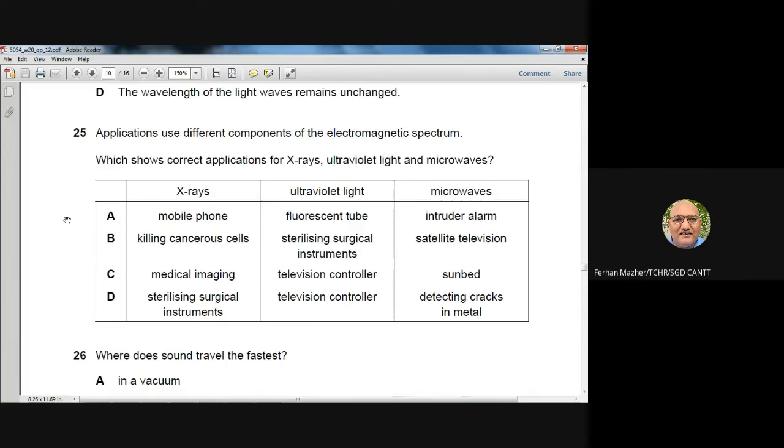So C and D cannot be the options. A and B, they can be. But B is the right option because X-rays are not used in the mobile phone. And microwaves, intruder alarm, no, microwaves are not used in intruder alarms. Microwaves are used in satellite television. Yes, that's true. So from A and B, B looks the right option. X-rays are used for killing cancerous cells. Ultraviolet light is used for sterilizing surgical instruments. And microwaves are used for satellite television. Question number 25, B looks the right option.